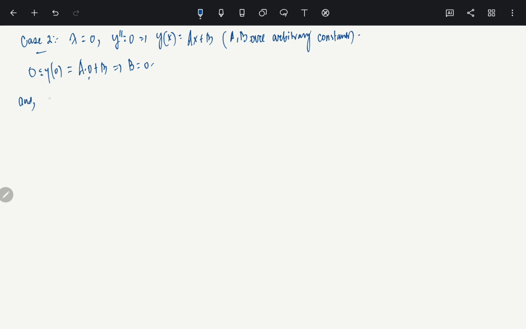And you see 0 is y prime of pi. This is another condition, so 0 equals y prime of pi. What is y prime of pi? This is basically A, so A is going to be 0. From this you realize that A and B are 0, hence y has to be 0. So y equals 0 is the only solution. But we are not looking for the trivial solution. Hence lambda equals 0 is also not an eigenvalue.